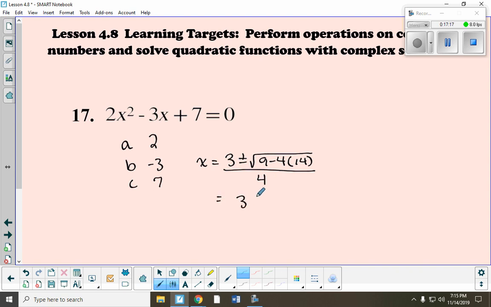So that would be 3 plus or minus, 9 minus 56 would be a negative 47 under the root, over 4. So that would be 3 plus or minus, and the square root of a negative is an i. So it would be root 47 i. And the whole thing is divided by 4, which means we can also divide both terms by 4. And so that would be our solution to that quadratic equation.